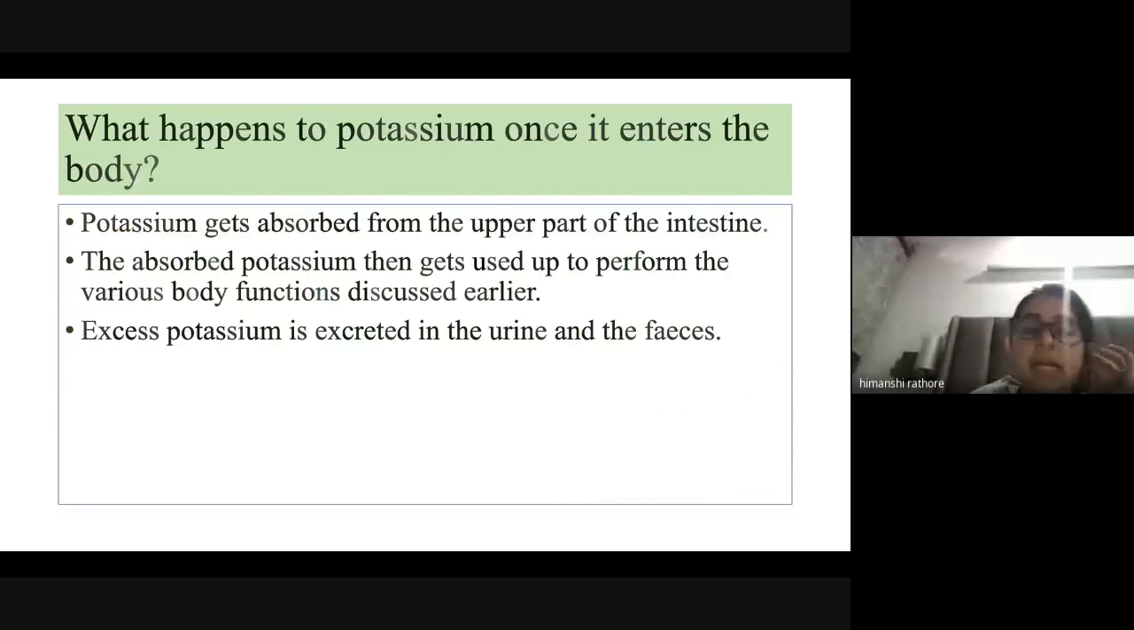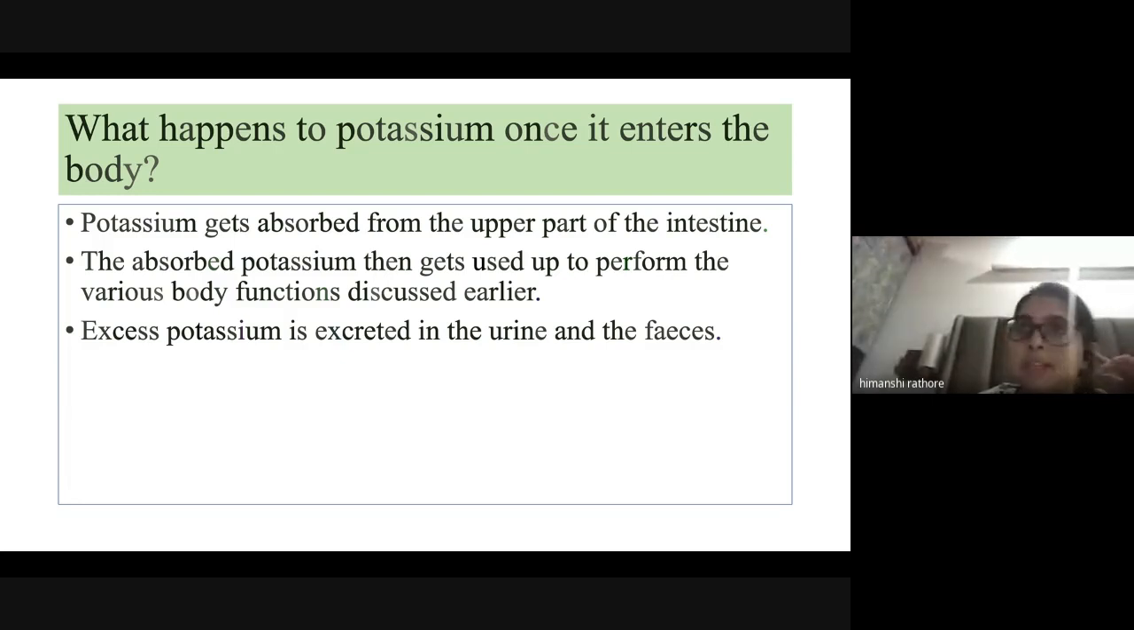Now, like other minerals, we discussed absorption and storage. Potassium is also absorbed in the intestine. It is basically stored and absorbed to perform the body functions which we discussed, like maintaining the fluids in the body, delivering messages from one tissue to another tissue, one cell to another cell, and a special function in maintaining muscle activity. So these are the three important functions that potassium performs.